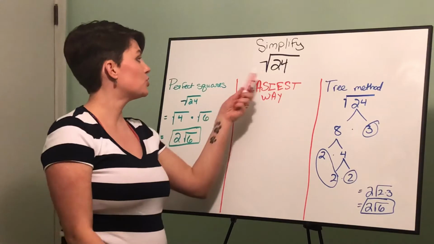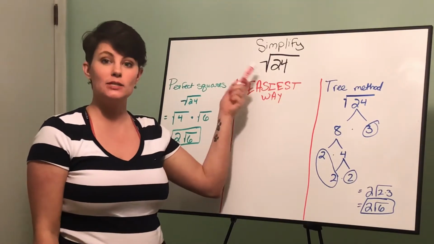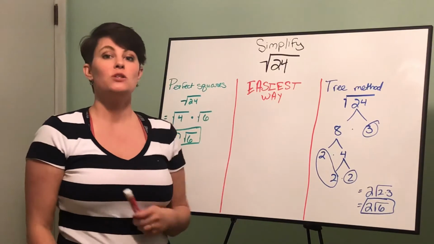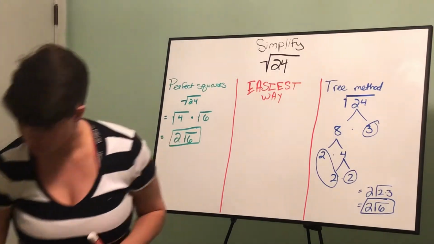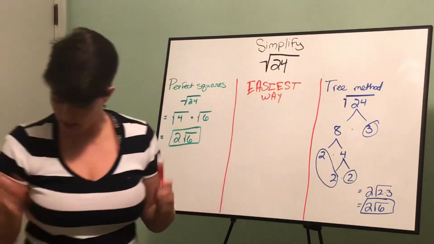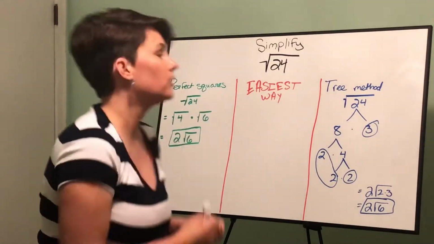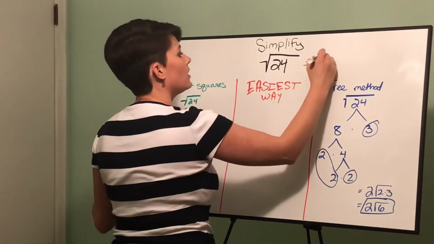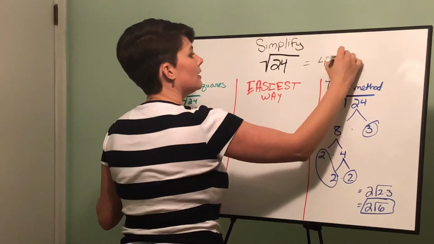Simplifying radicals, which is basically figuring out an easier or simpler way to express a square root. Now, the square root of 24, if you were to put that in your calculator, you would find out it equals about 4.899.